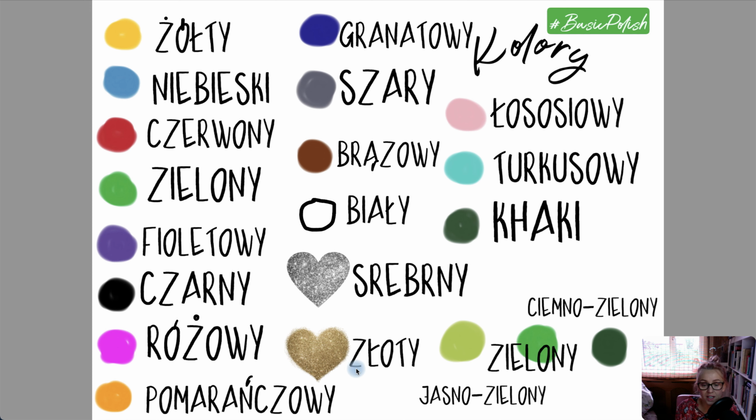Gold. Złoty. This is also the currency. Polish currency. We call it gold. Złoty. So, jeden złoty, kind of equivalent of £1. Jeden złoty, one gold. But here it functions as an adjective, not as a noun.